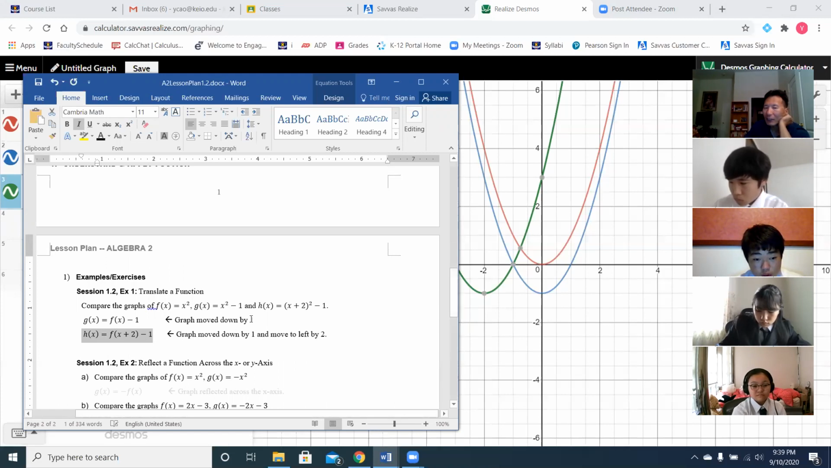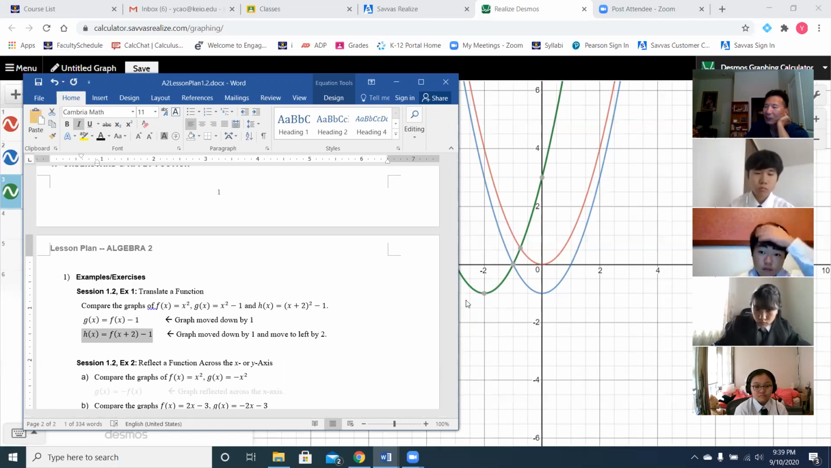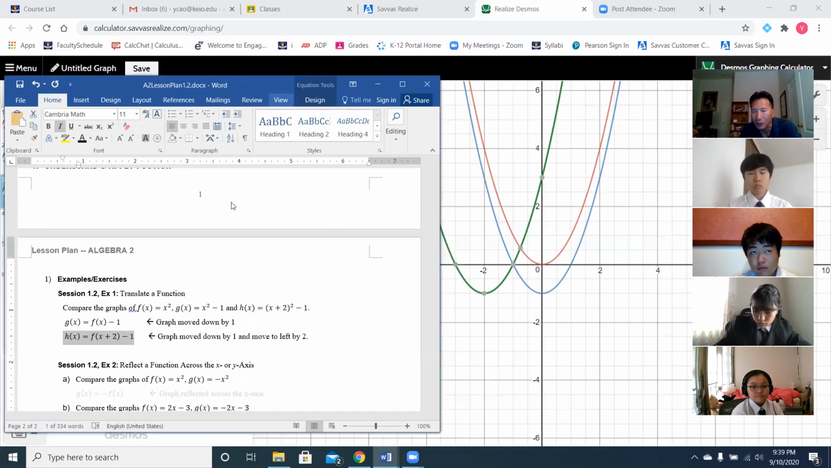Okay. So every time you subtract 1, you move down. You add a 2 inside, you move to the left, by 1 unit, by 2 units. Are we clear on that part? You see, the red subtract 1 is outside, so you move down. The red plus 2 is inside, so you're going to move to the left. If the red one is subtract 2, what happened? If this one subtracts 2, what happened?